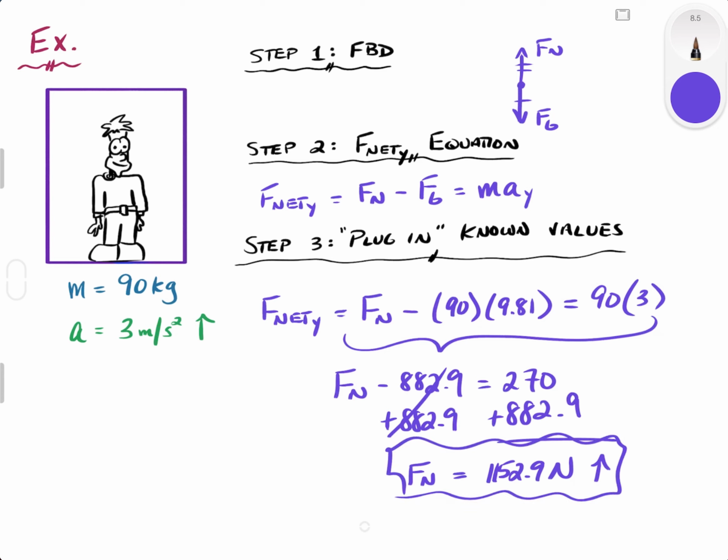All right, for part C, it asked, do you feel heavier or lighter? Well, in this case, Fn, which is 1152, is greater than 882.9. So therefore, this person will feel heavier. And it makes sense because, as we said before, there must be more normal force acting upwards in order for them to accelerate upwards.